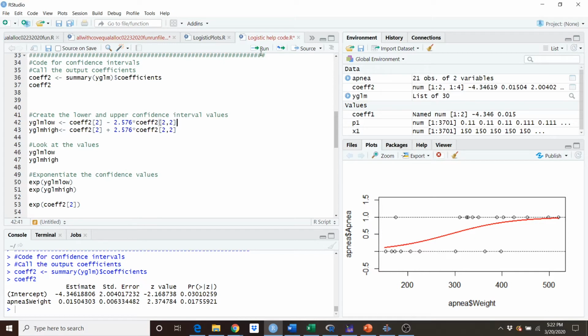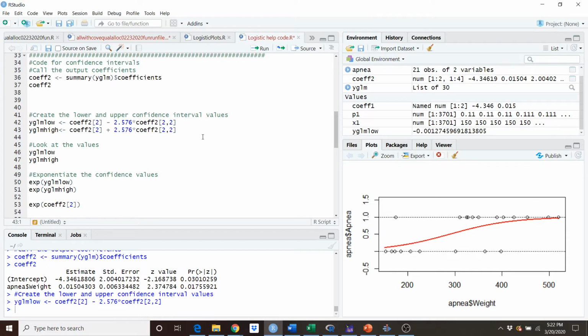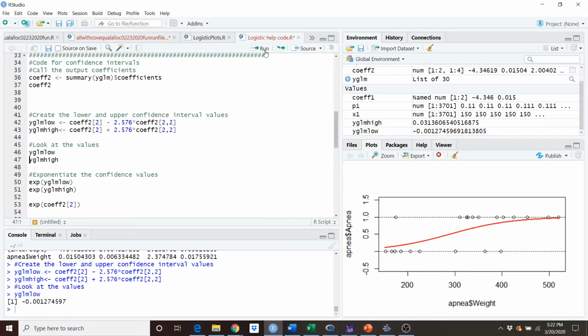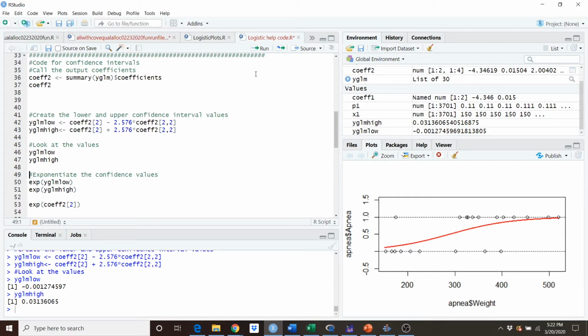And so I will run my YGLM low. This is the lower value of my confidence interval. And then YGLM high will be the upper value of my confidence interval. Now let's take a look at our values. Here we get a lower confidence interval value of negative 0.001274597, and an upper value of 0.03136065. However, if you recall, we need to exponentiate these.